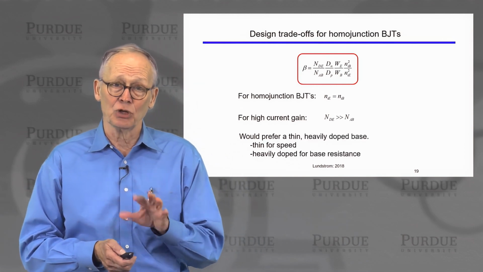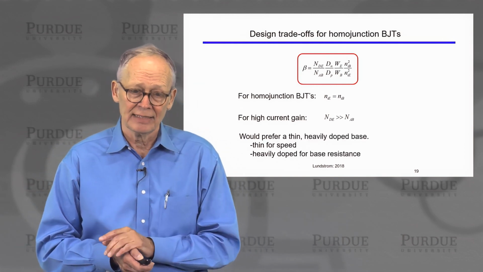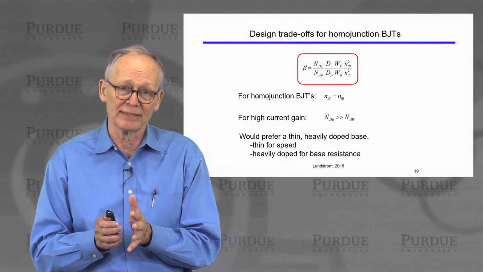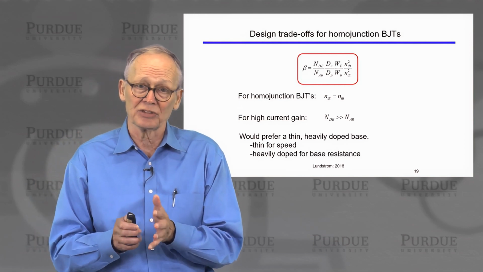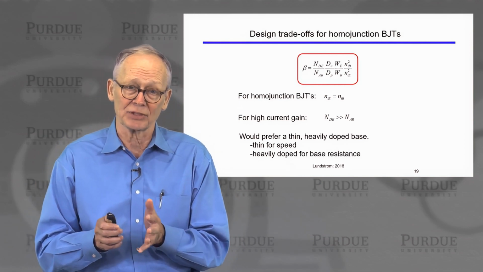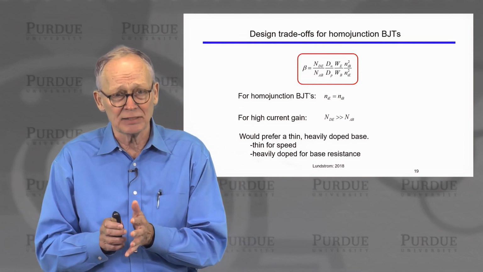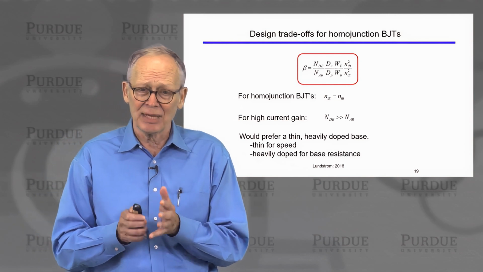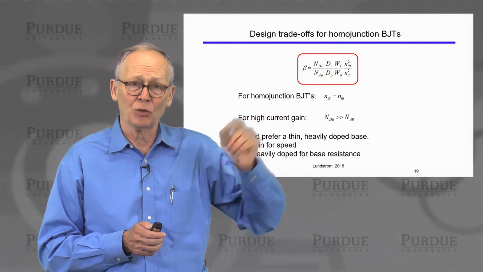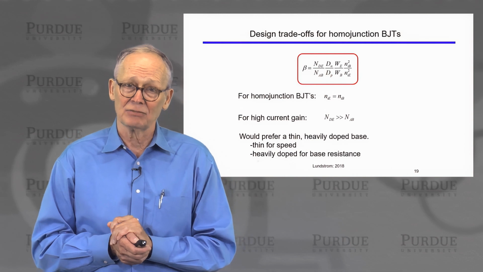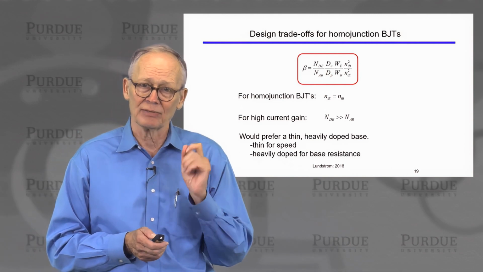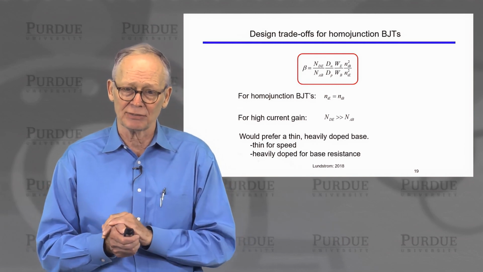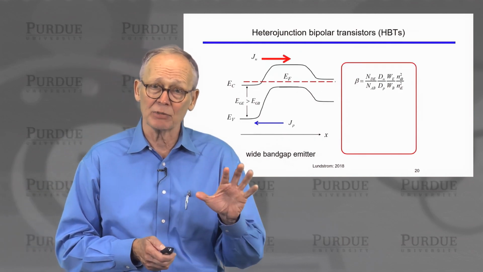Now, we would prefer to dope the base very, very heavily. That would make it thin, and we could still maintain the resistance as low. We need low resistance because that plays an important role in RF circuits. So we would like to have a very thin base for speed. We would like it to be very heavily doped to lower its resistance. But we are constrained by homojunction physics to make the doping of the emitter much more heavy than the doping of the base in order to suppress that back injection of holes. But we can get around that.